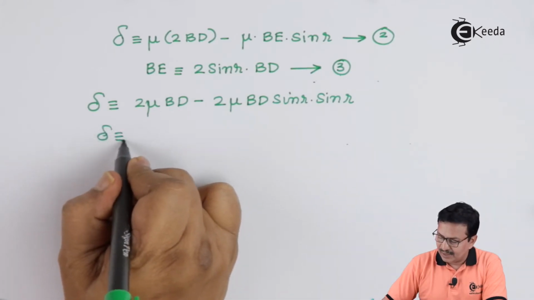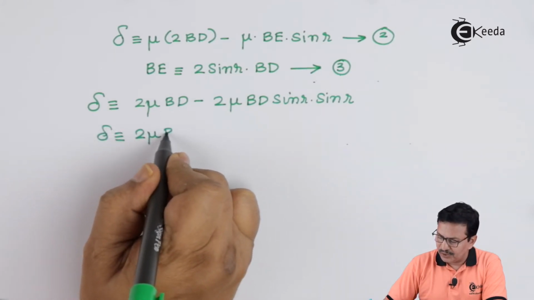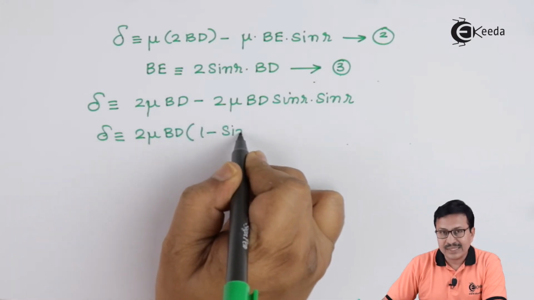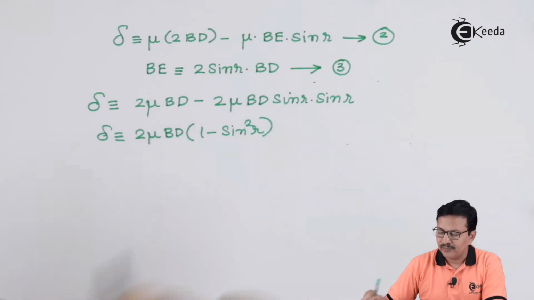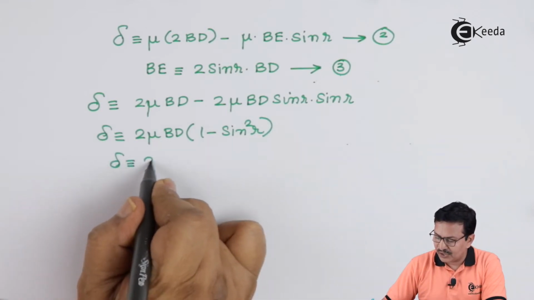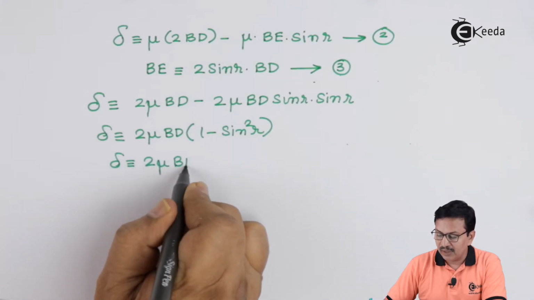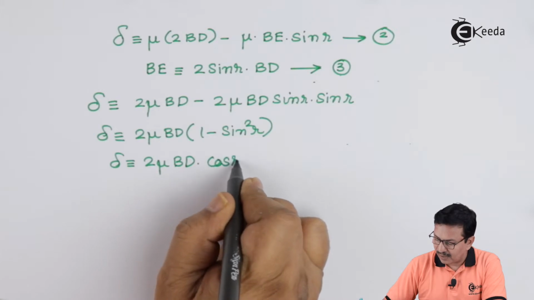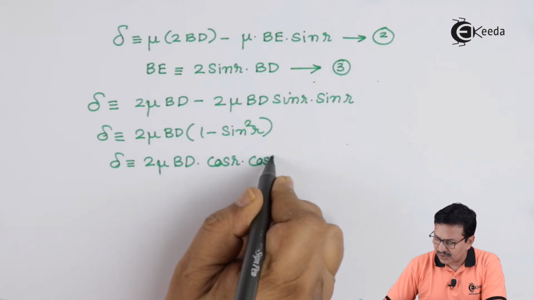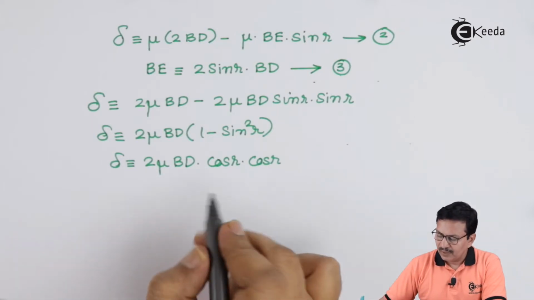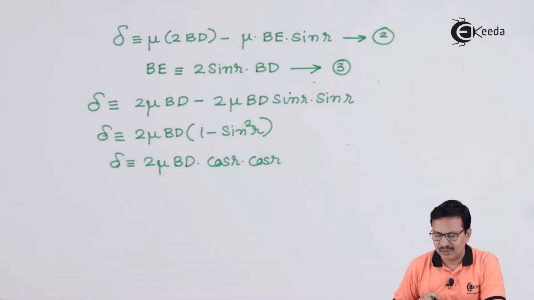Hence, your delta is going to be equal to 2 mu into BD into 1 minus sine square R. Now, since this is sine square R, I can very well write this as 2 into mu into BD into cos R into cos R. What I mean is, it is nothing but cos square R. Can we simplify this further? Yes, we can do that.